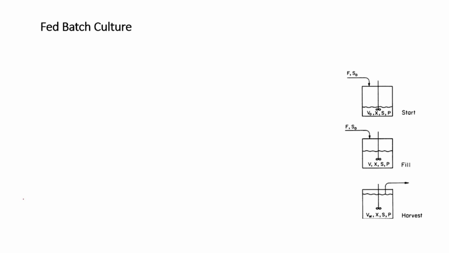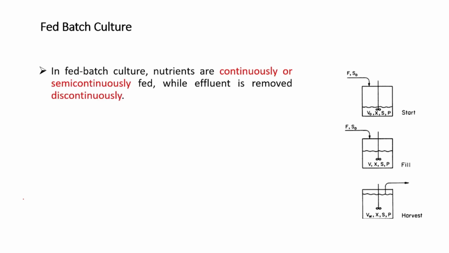So today we are going to discuss one of the most important culture systems in bioprocess engineering, which is fed batch culture. So what happens in fed batch culture? In fed batch culture, nutrients are added continuously or semi-continuously while effluent is removed discontinuously.